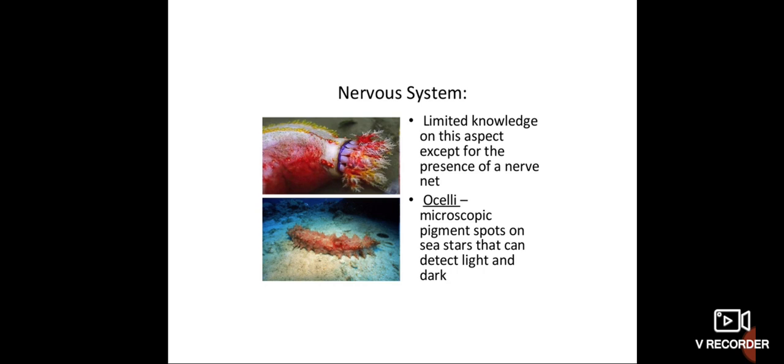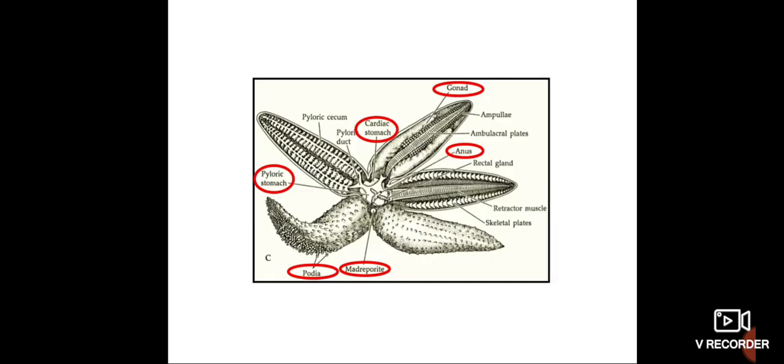Nervous system. There is very limited knowledge on the nervous system. Oculi: there is a microscopic pigment spot on sea stars that can detect light and dark. This picture shows a 5-armed sea star with its pyloric stomach, cardiac stomach, gonads, madreporite and podia.